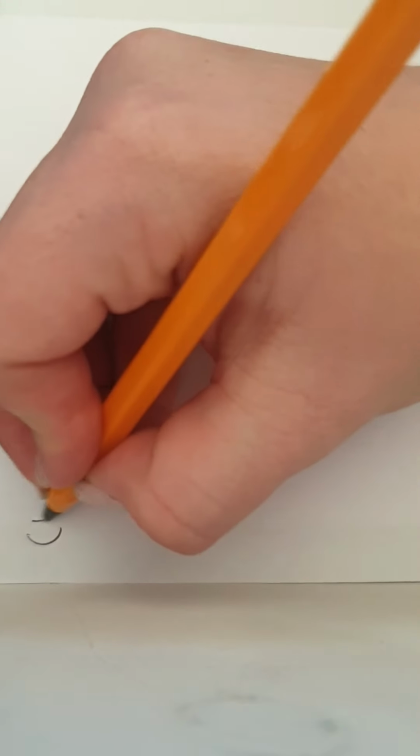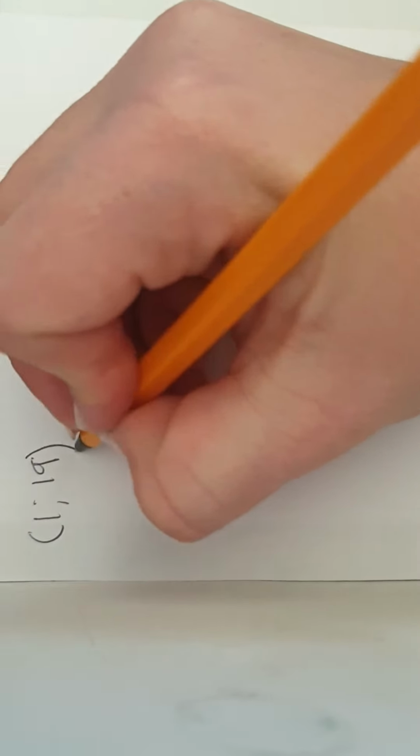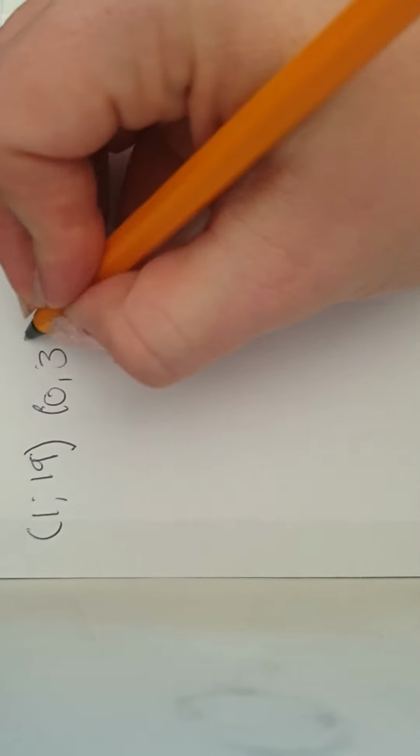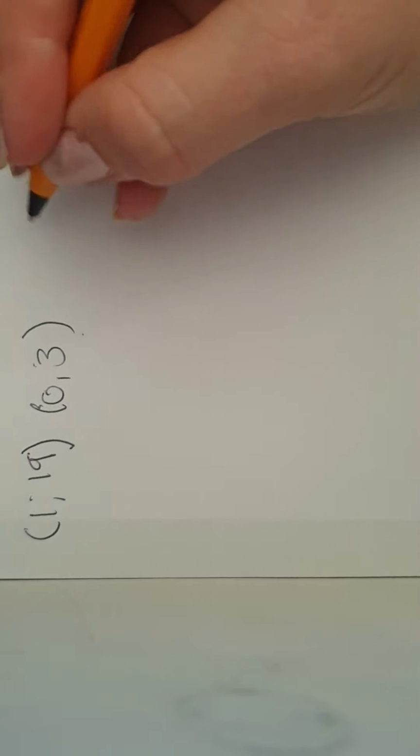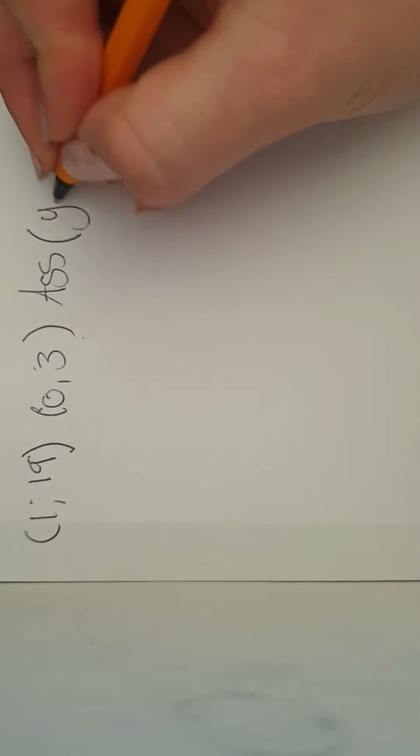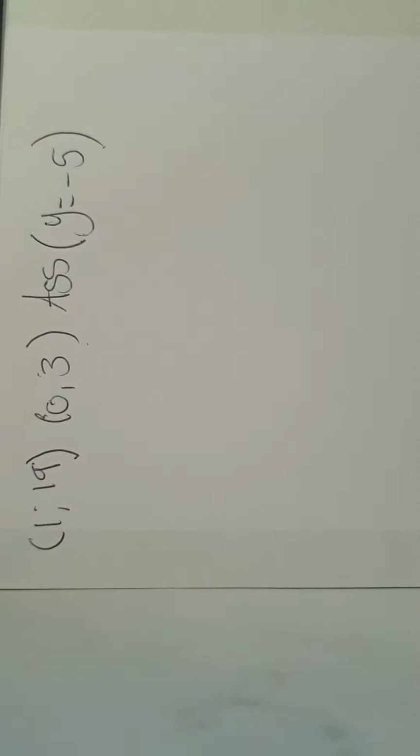Okay, let's take a look at determining the equation of an exponential graph. We are given in exercise 13.1.1 a point on the graph, the y-intercept, and the equation of the asymptote. The point on the graph we are given is (1; 19). The y-intercept that we are given is (0; 3). And the equation of the asymptote is y equals minus 5.